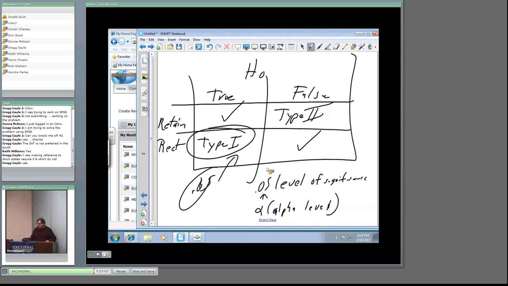Now let's expand this just a little bit. What if I have a bunch of null hypotheses, and I reject them all? Let's say I've got 20. I'm probably wrong on one of them, because that's what 0.05 is. 0.05 means a 1 out of 20 chance. So the more you have, the more likely you are to be wrong on something. The more you say, the more likely you are to say something wrong.